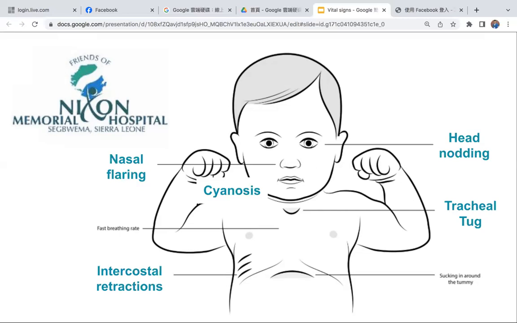And then let's go down to the lips. You will see the lips turn blue and purplish, which is called central cyanosis. And then after that, let's go down to the chest. You will see retraction over the tracheal area, which is tracheal tug, intercostal retraction, and subcostal retraction.